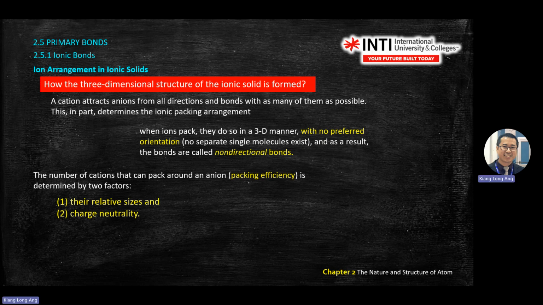Okay, the rest you read. What is important is the way they pack. We call it packing efficiency. It means how the anion and cation pack to each other. So they are affected by relative size and charge neutrality. Size and charge. Okay.